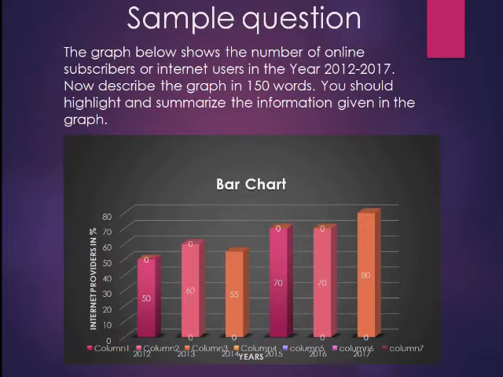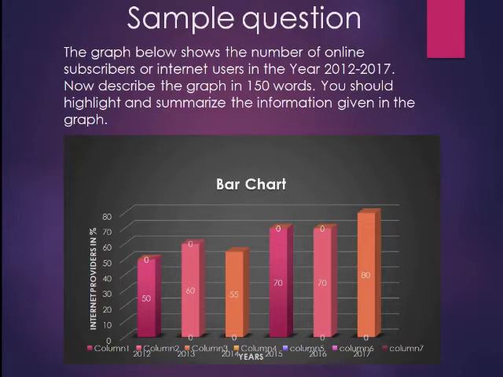This is a very simple example, which is very suitable and common in your exam papers. The graph below shows the number of online subscribers or internet users in the years 2012 to 2017. Now describe the graph in 150 words. You should highlight and summarize the information given in the graph. So the question is basically given like this in the exam paper, and there will be a picture, image, or diagram given. For today's discussion, I have specially chosen the bar chart or bar graph, because it is very common for HSC students and in the HSC English first paper question.